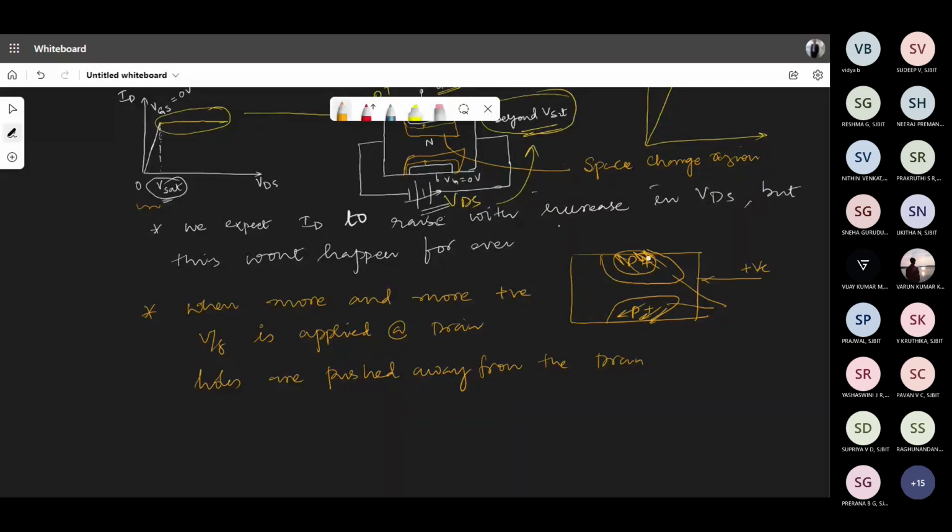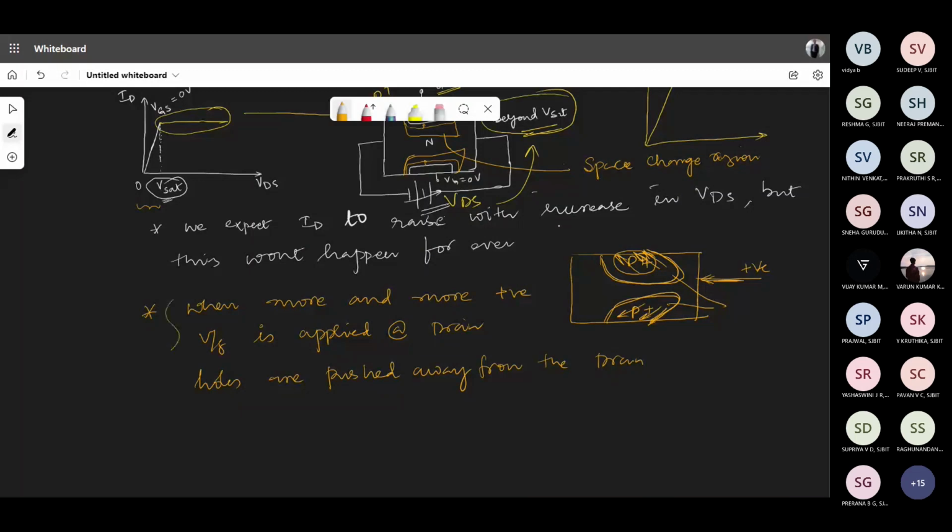So for the holes, there is a force of repulsion. Because of this positive voltage at the drain, there is an inclination. The electric fields are like this. They're just trying to keep the holes away from the drain terminal. And that is why such a space charge region gets created, because there is a tilt happening. And that tilt is very, very obvious now.